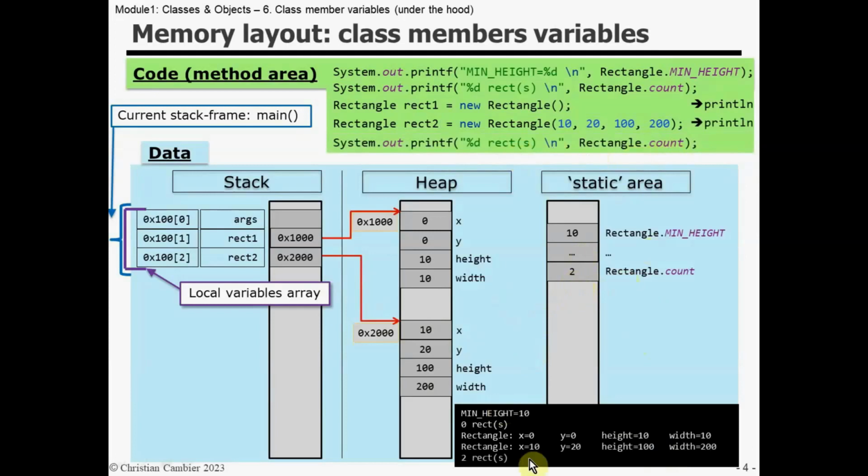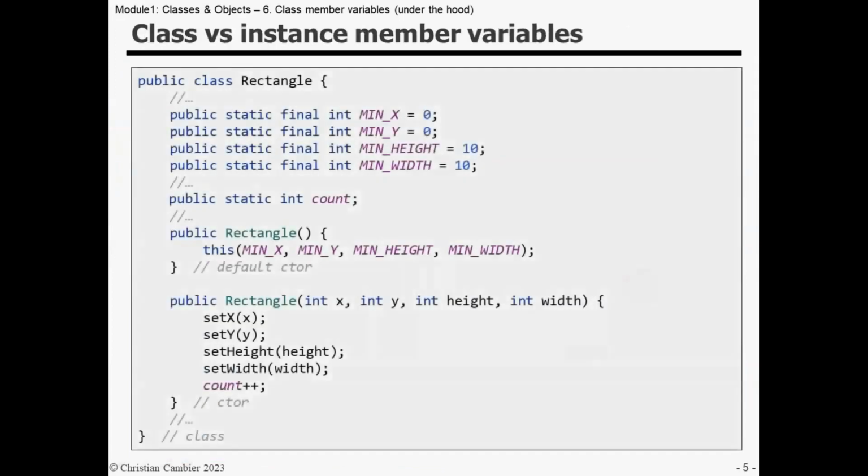Okay, so this for class member variables. Note where they are allocated. Class member variables are not part of the objects, which is good because we only need one count. Let's now compare static with non-static behavior. In other words, class versus instance member variables. And I'll explain it with the count variable, which is now a class member, since declared static.